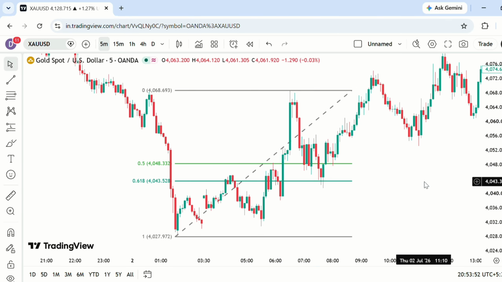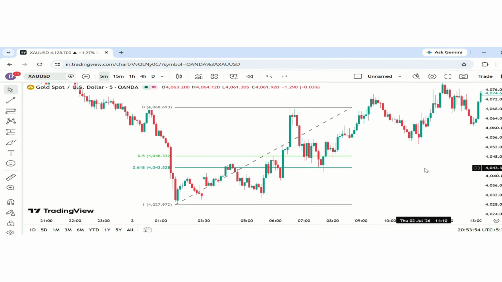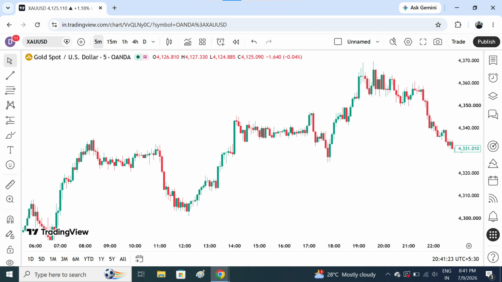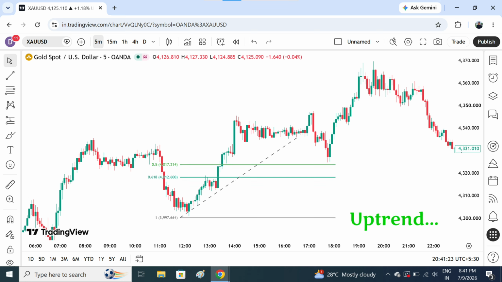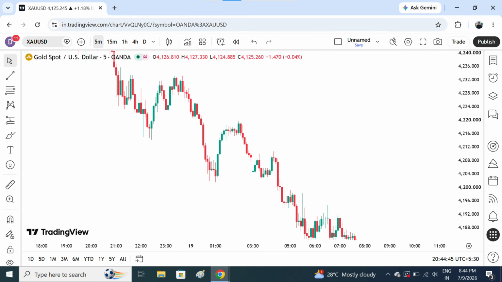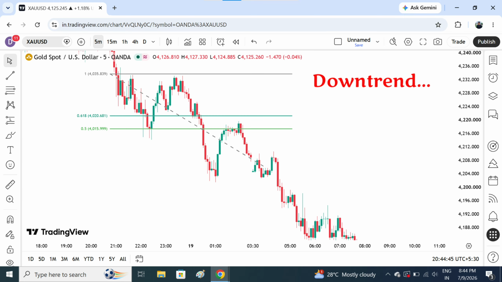Drawing Fibonacci is actually very simple. Suppose the market is making higher highs and higher lows, which means it's in an uptrend. In that case, draw Fibonacci from the swing low to the swing high. When the price pulls back, these Fibonacci levels often act as support. Now let's look at the opposite scenario. If the market is in a downtrend, draw Fibonacci from the swing high to the swing low. As the price retraces upward, these Fibonacci levels can act as resistance. That's the correct way to draw Fibonacci retracement.